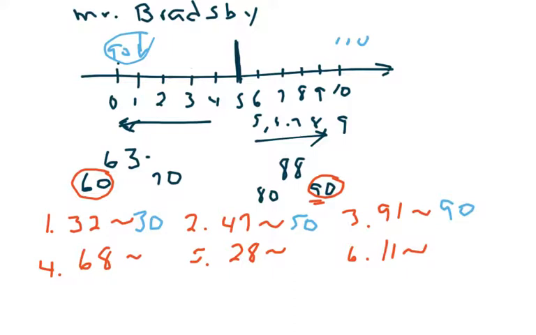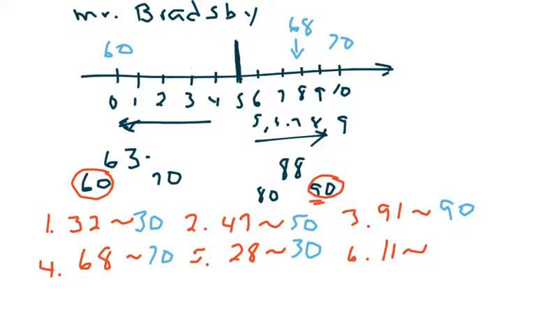Well, here's 68. The number is between either 60 or 70. The number is 68, so 60, 1, 2, 3, 4, 5, 6, 7. 68 is right here. Is 68 closer to 60 or 70? It looks like it's closer to 70 to me. Same thing here. 28 is between 20 and 30. It would round up to 30.